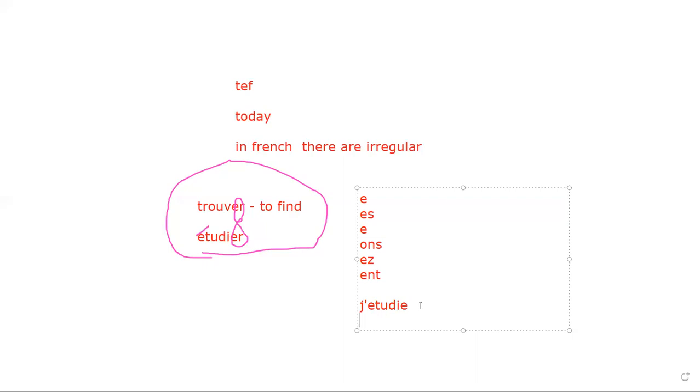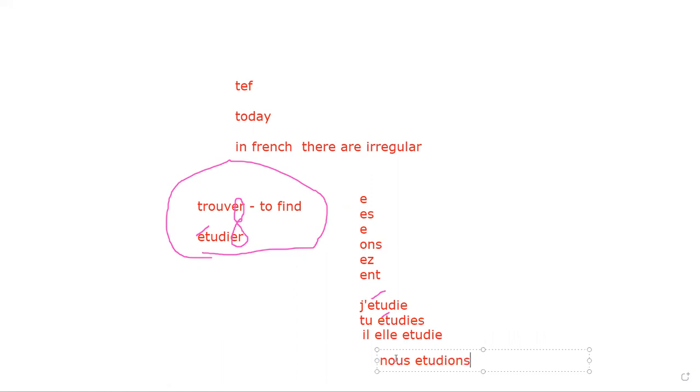Because étudier is a verb to study. So j'étudie, tu étudies. Is it clear to you that with tu we have an s? Then we have il, elle étudie. Clear team? Then we have nous étudions.